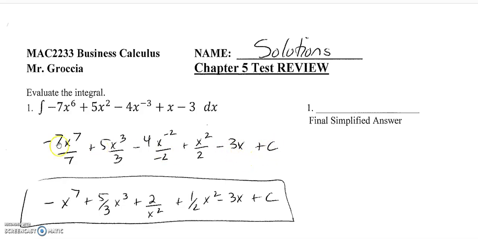Then we simplify. If we have negative 7x to the 7 divided by 7, negative 7 divided by 7 is like negative 1, or just negative, x to the 7. Plus, we have 5 over 3, x to the third. Negative 4 divided by negative 2 is positive 2. X to the negative 2 can be simplified by moving it to the denominator, so it's plus 2 over x squared. Plus x squared over 2, you can imagine there's a 1 in front of the x squared, so it'd be 1/2 x squared minus 3x plus c.